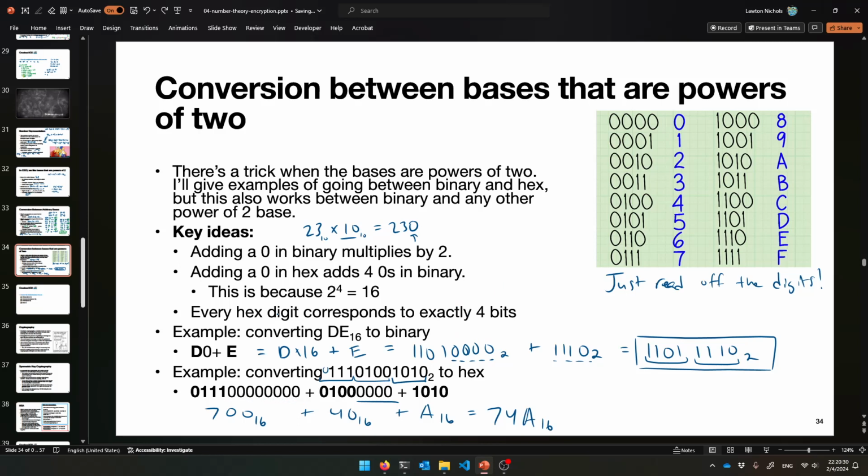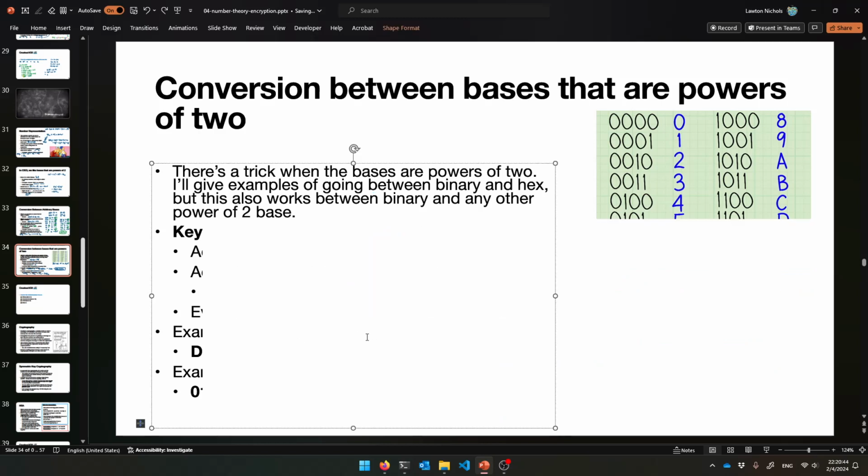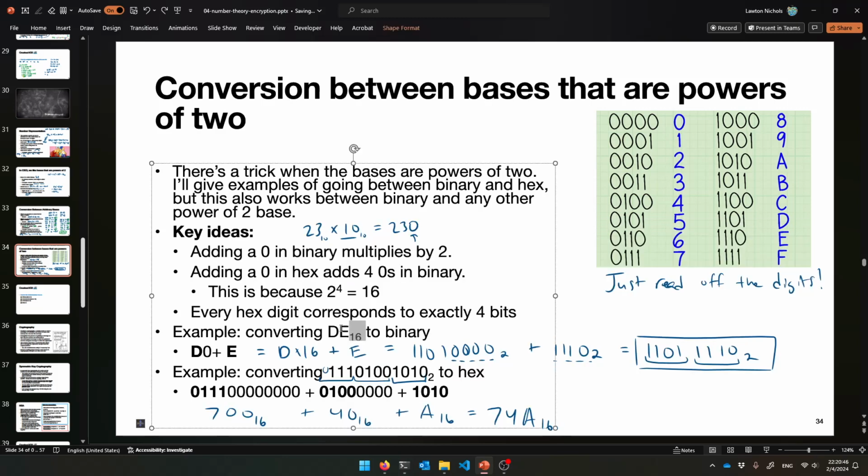Groups of 4 bits are powers of 16. All right? So that's how you can read it off. Every 4 bits is a hexadecimal digit, because 2 to the 4 is equal to 16. That's going to be your secret. That's how you can go very quickly between powers of 2 bases.